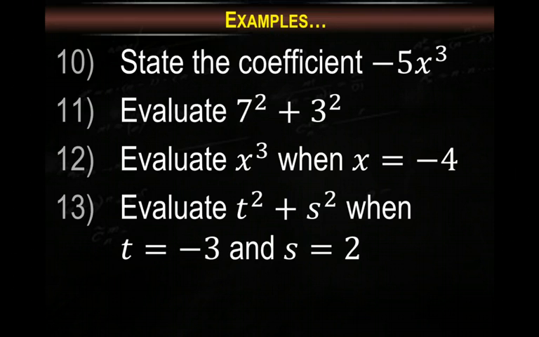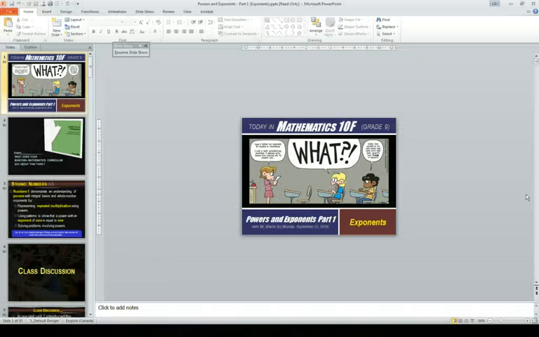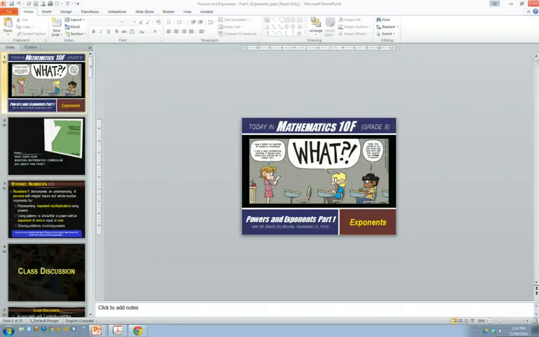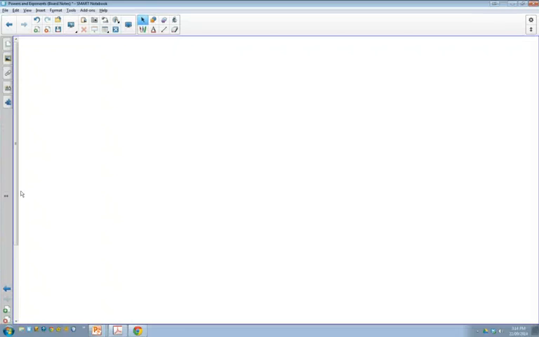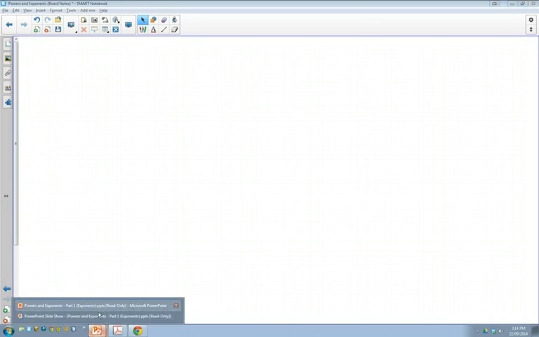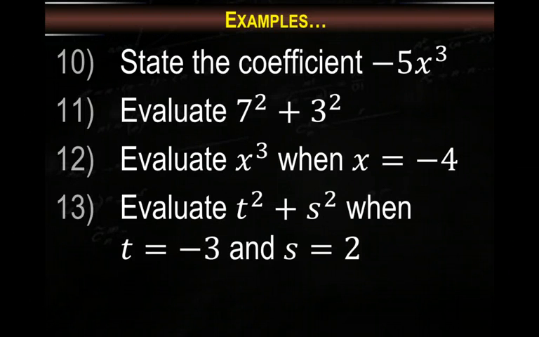Now, this one we could calculate, so I'm going to skip over that one. What about this one? Could you do that one? Evaluate x to the power of 3 when x is -4. Well, remember, I'm just going to dive over to the smartboard for a second to write that one out. Okay, so we have x to the 3rd when x is -4.